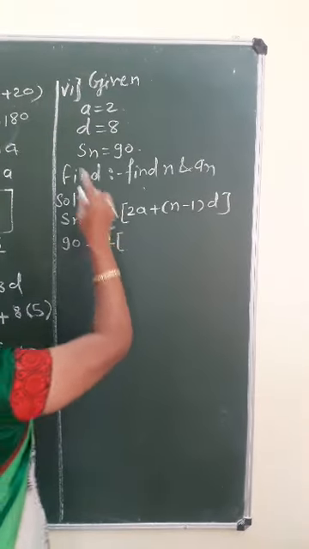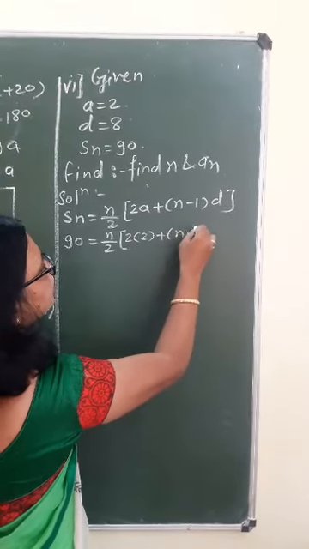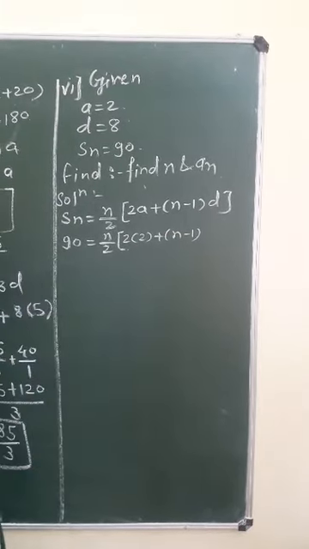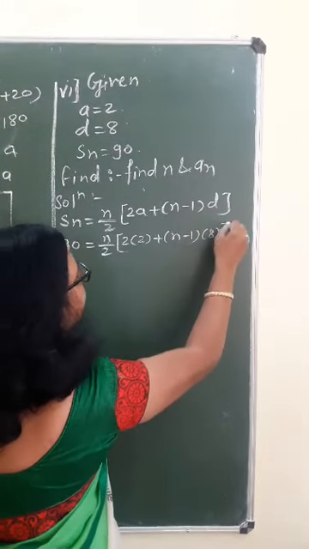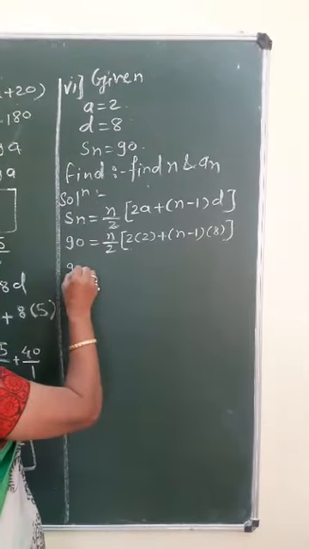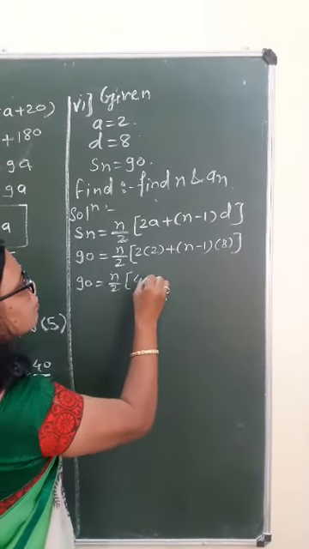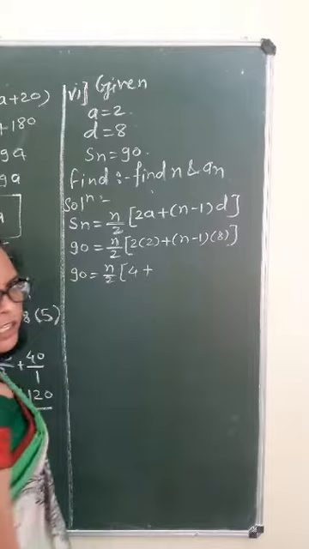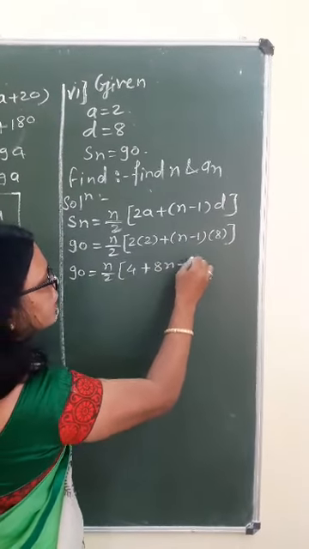What is the value of a? That is 2. 2 into 2 plus n minus 1, keep as it is, because we don't know the value of n, and the value of d is 8. So what we will get here, 90, which is equal to n by 2. Here we will get 2 2s are 4 plus. Now multiply this, because here we have to multiply by 8. You will get 8n minus 8.